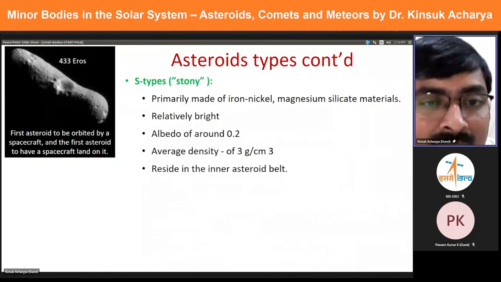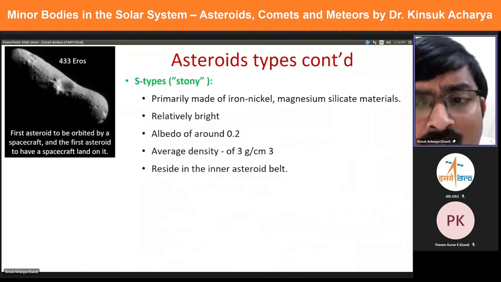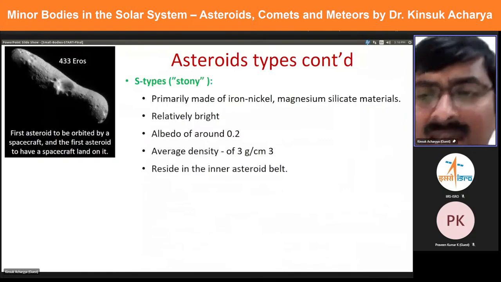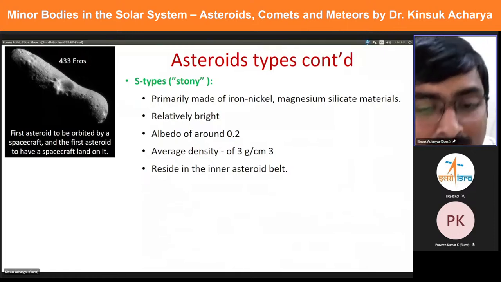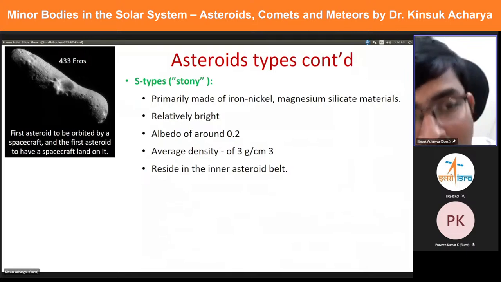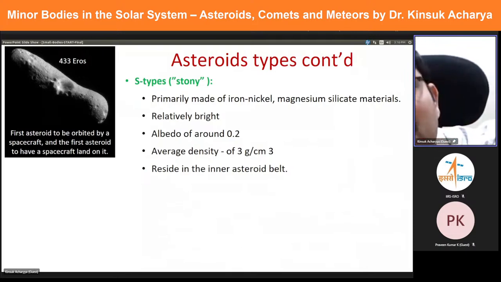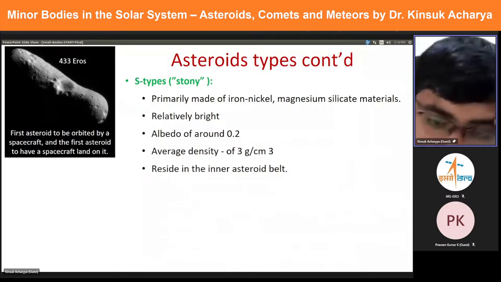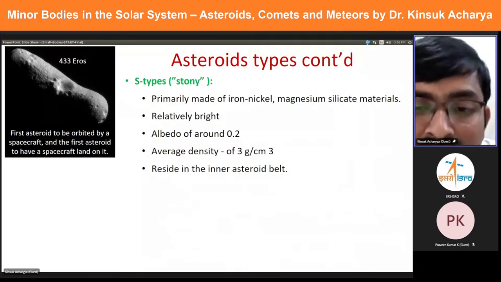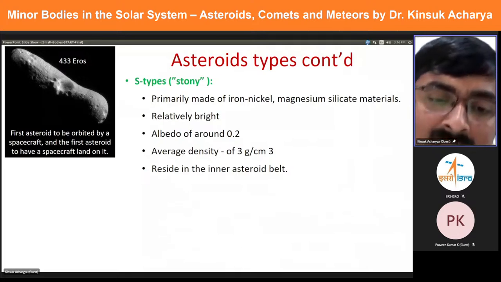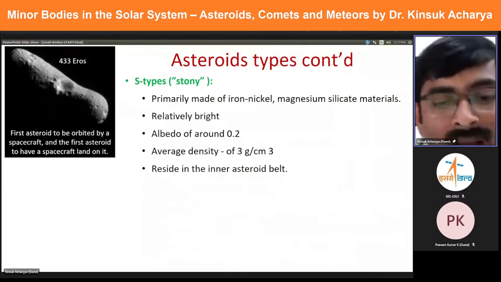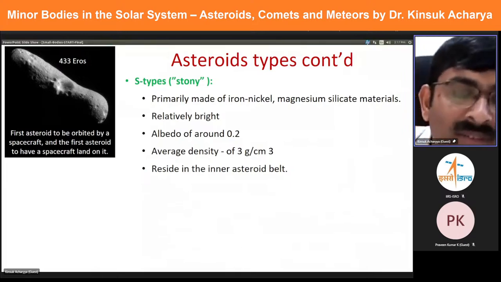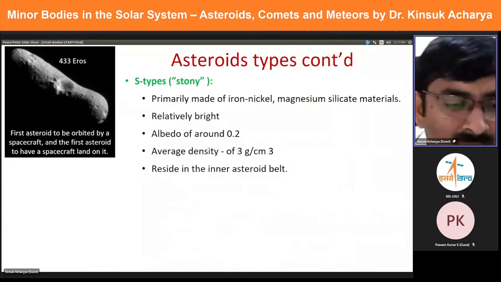And then we have S type, or stony type. They are primarily made of iron, nickel, magnesium, and silicate materials. They are relatively bright. I will come back to some of the individual asteroids to talk about other things later. Typically their average density and albedo are like this, and these stony type asteroids are mostly found in the inner asteroid belt.